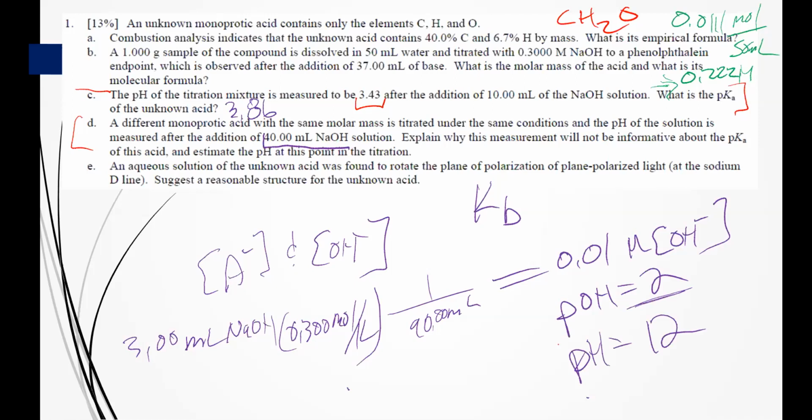If we put in too much base, should our pH be acidic or basic? Basic. So is a pH of 2 acidic or basic? Acidic. And so that's one way to double check, so you won't make that small mistake of forgetting to turn it into pH and only reporting your pOH. Do you guys have any questions about that first part before we get on to part D?